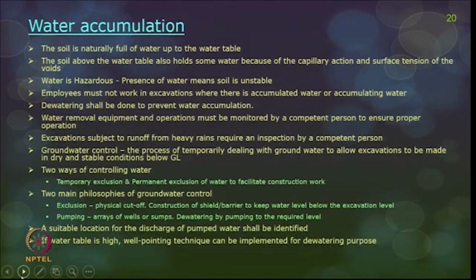Two main philosophies of groundwater control: one is exclusion and the other is called pumping. In the sense, exclusion is where you permanently keep a barrier, and otherwise you use pumps or other sucking measures to take the water out from the site periodically.